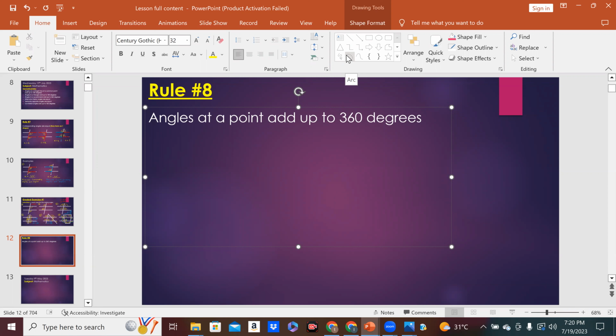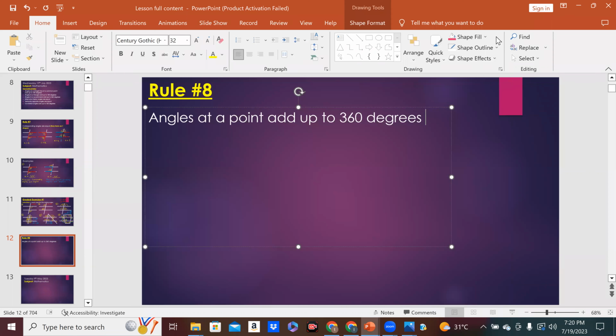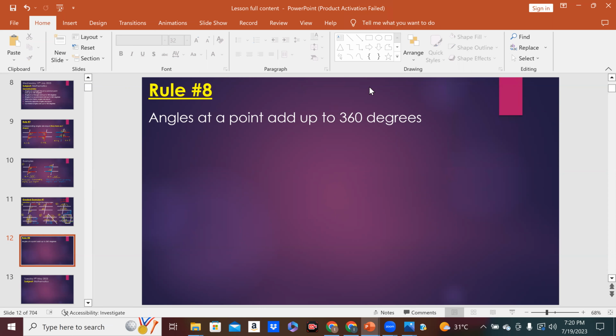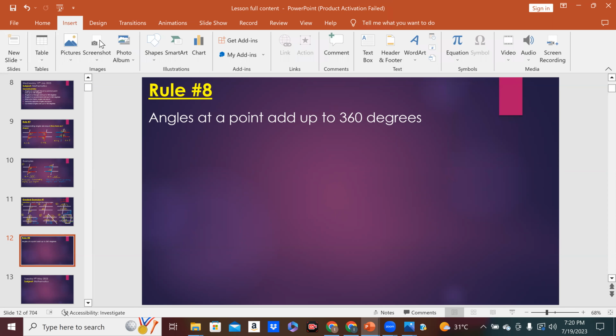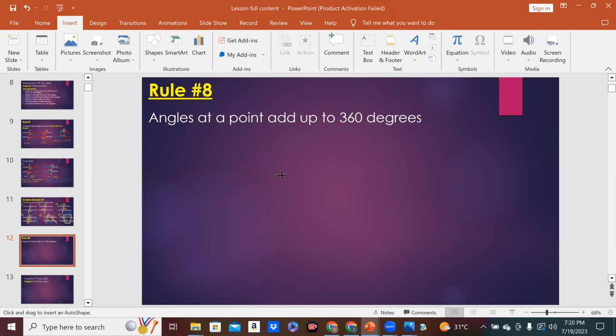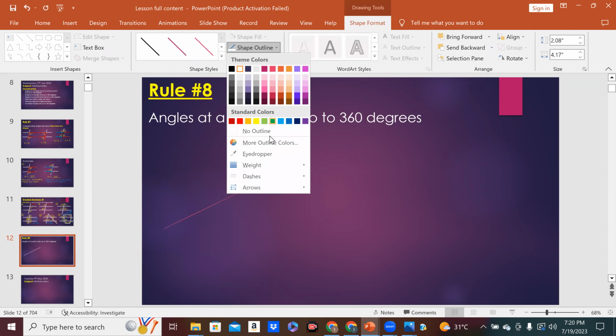Okay, so rule number 8 says angles at a point add up to 360 degrees. What this means is that when we have a bunch of angles around a point, they form 360 degrees. It's like a complete turn, a full revolution. So let me show you what I mean by that. Let's say we have this shape looking like this. This is a very good rule, by the way.